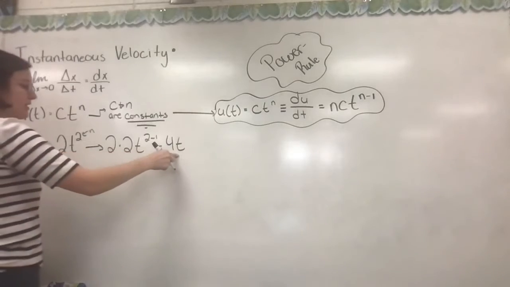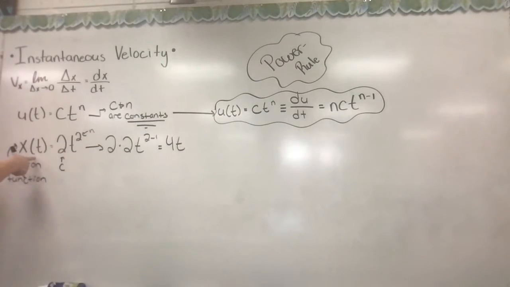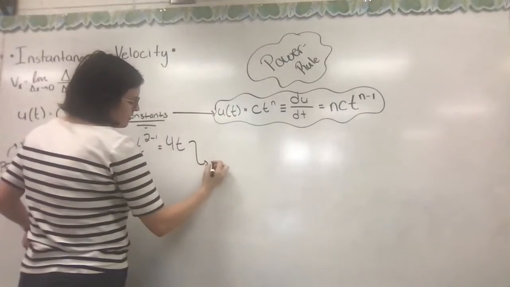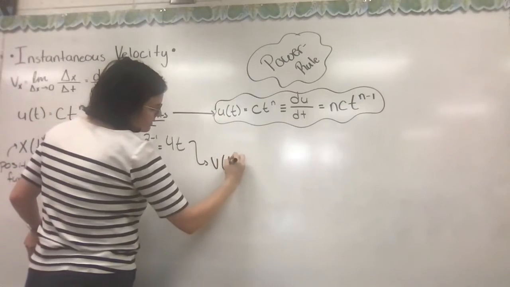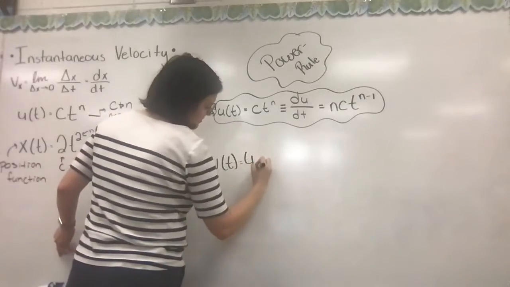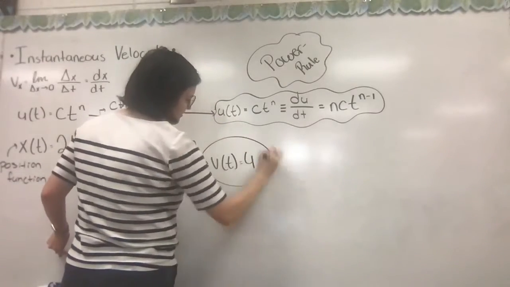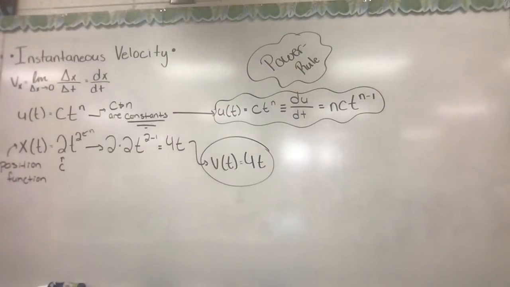Okay, so what we know now is, what did I say taking the derivative of the position function would give us? So what we have now is that the velocity function with respect to time is 4t. All right, so if we have a value that doesn't change with time, that means that n would be 0.